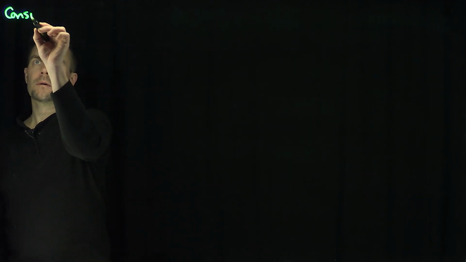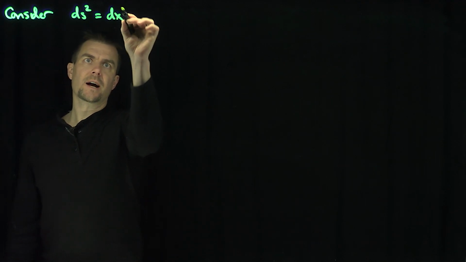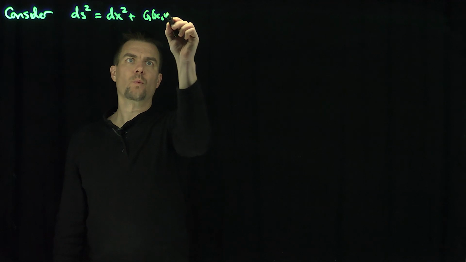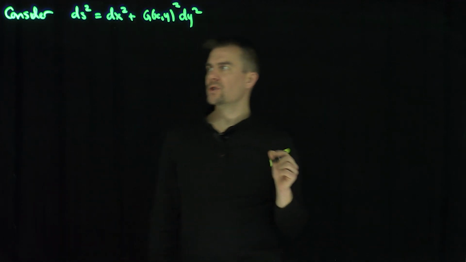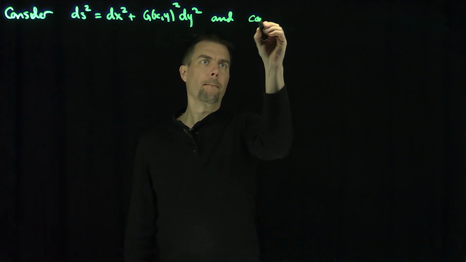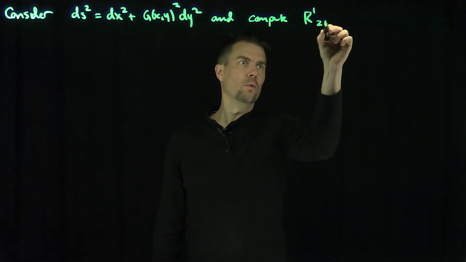Hello students, in this video we'll find the formula for the Riemann-Christoffel tensor in a two-dimensional setting. So let's consider the metric ds squared equals dx squared plus g of x, y quantity squared dy squared. That's a two-dimensional metric. Let's compute R of 1, 2, 1, 2.